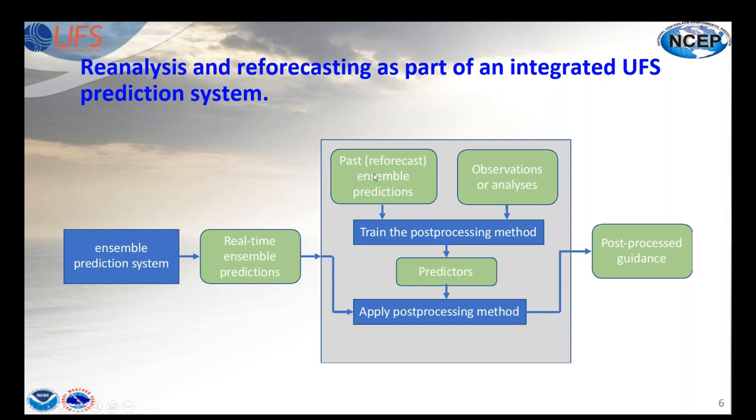The reforecast data from the ensemble predictions from the past, combined with the observations or reanalysis, are used to train the post-processing predictors and apply the post-processing methods to provide probabilistic guidance using sophisticated post-processing techniques. So the reforecast and reanalysis is a critical component of this prediction system.